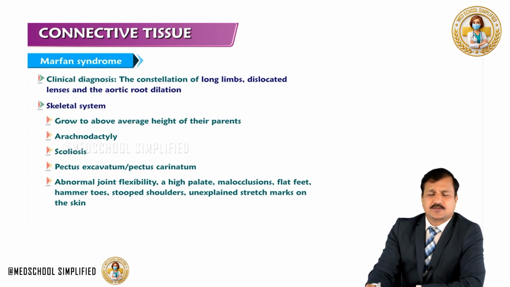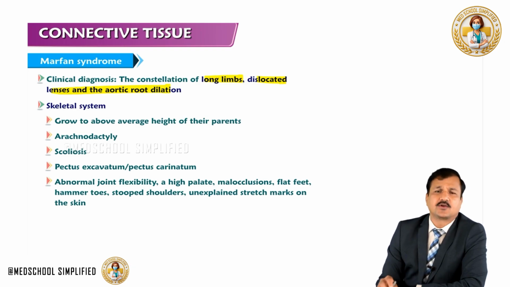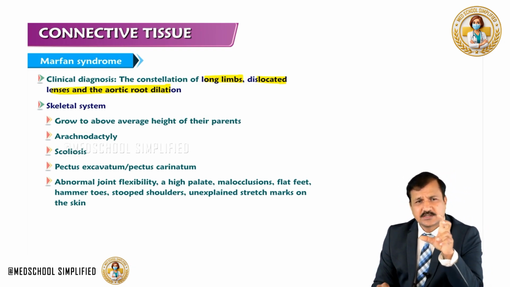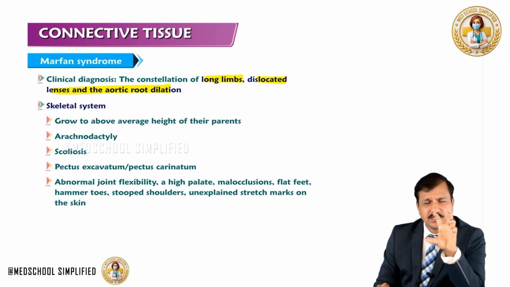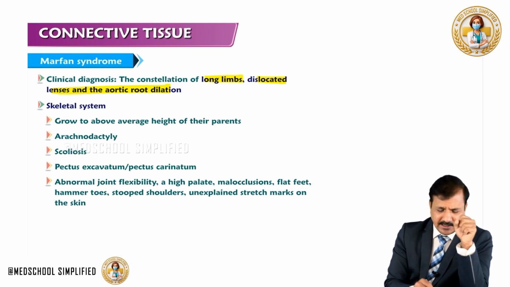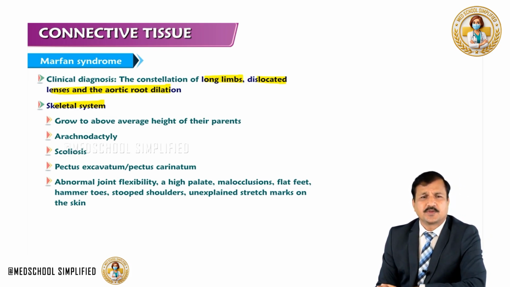Let's look at some of the clinical features of Marfan syndrome. The clinical diagnosis is done with the constellation of long limbs, dislocated lens and aortic root dilatation. These three features make a triad. So the triad of long limbs, dislocated lenses and aortic root dilatation gives a definitive clinical diagnosis for Marfan syndrome.